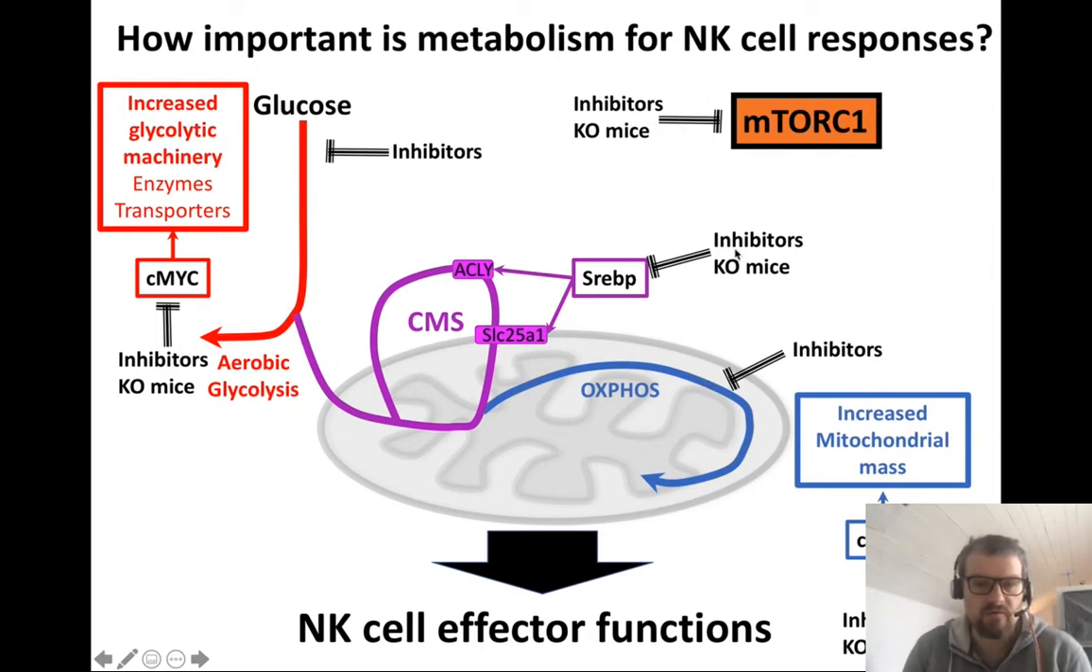These are all work that we've done. We've looked at inhibitors of mTOR. Others have looked at knockout models for mTOR. No matter what you do, targeting any of these aspects of NK cell metabolism results in a clear and quite substantial decrease in NK cell functionality in terms of their cytokine production and their ability to kill target cells.